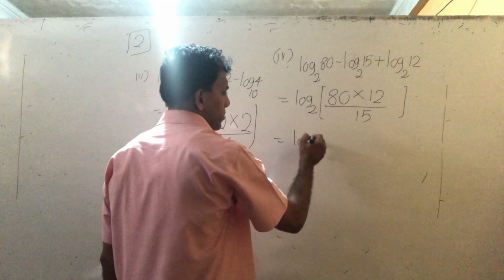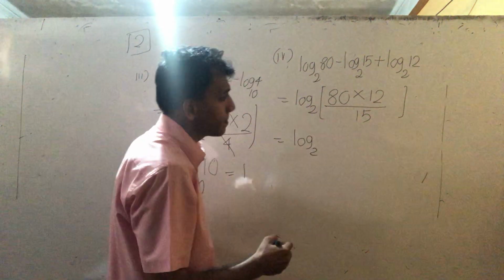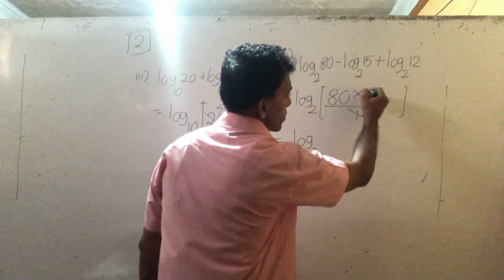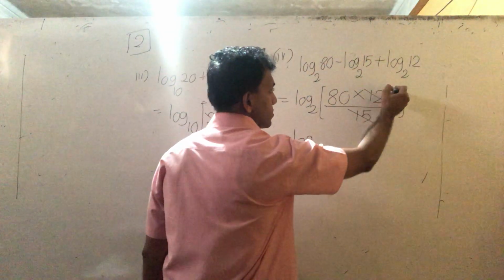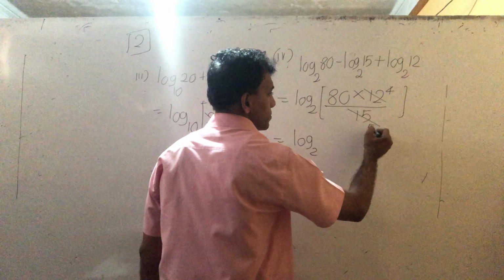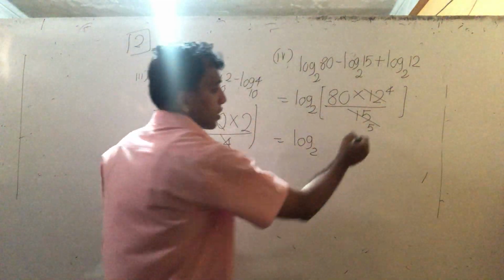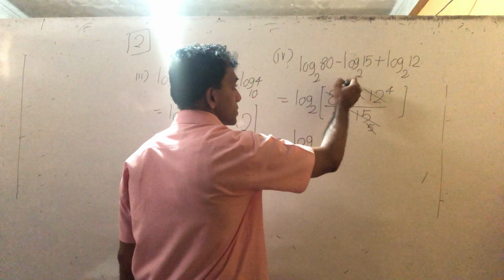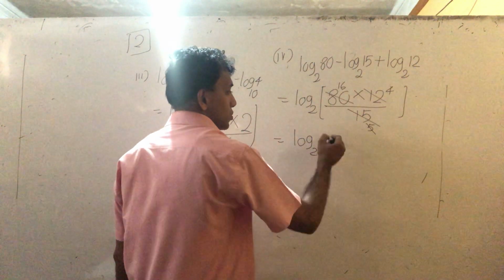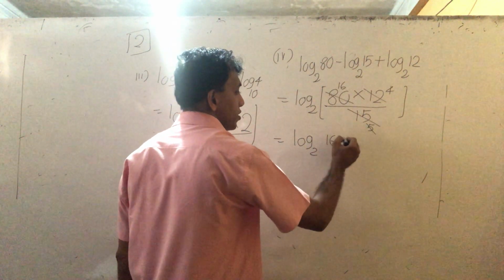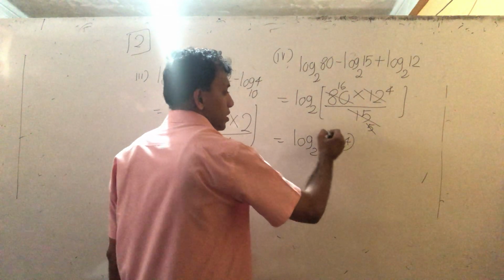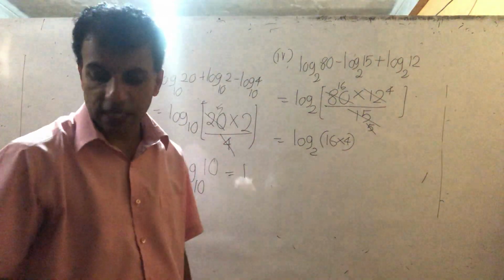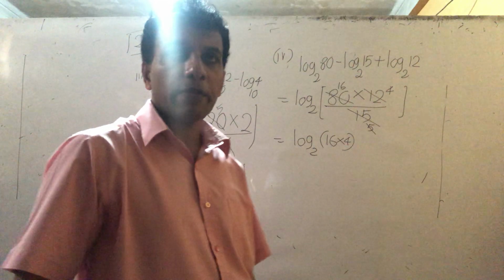Plus 12, so multiply; minus 15, then divide. So don't multiply, try to divide, try to cut. Now cut by 3, 4 times, 5 times. Cut the 5 here: 80, how many 5? 16 times. So 16 multiplied by 4 is 64, or any method.